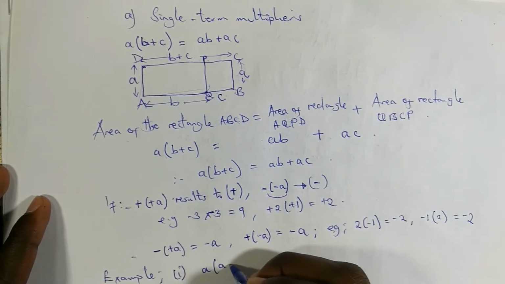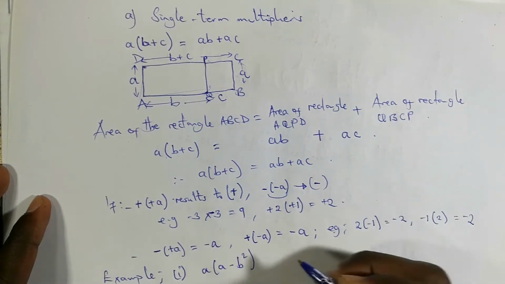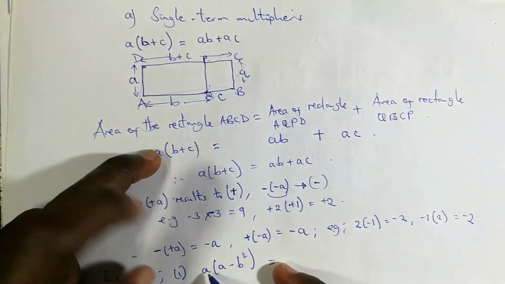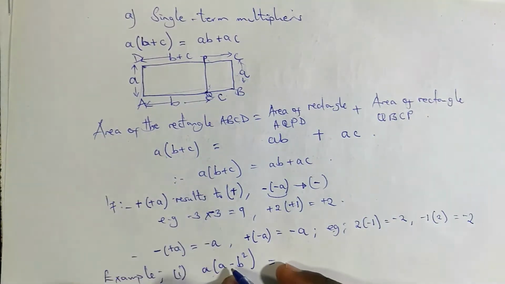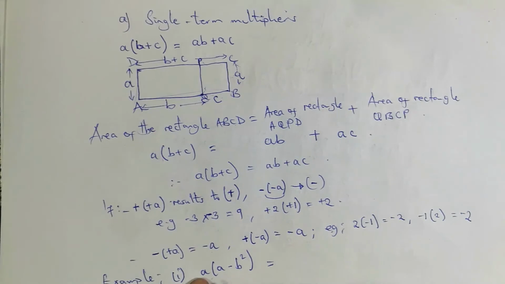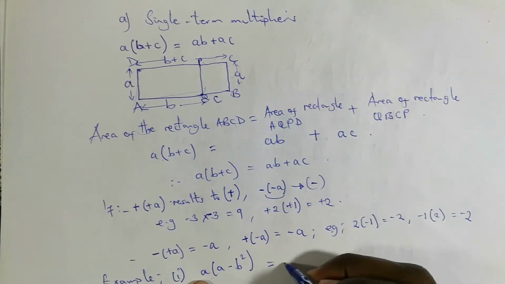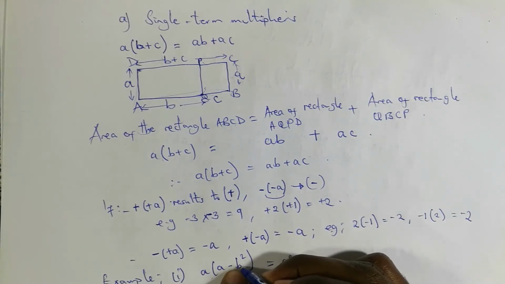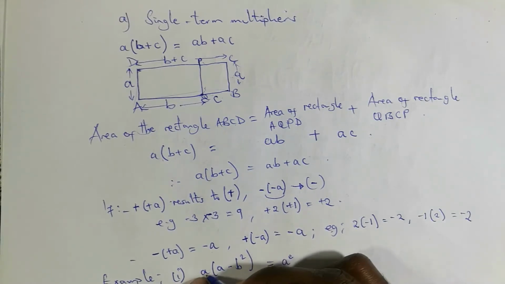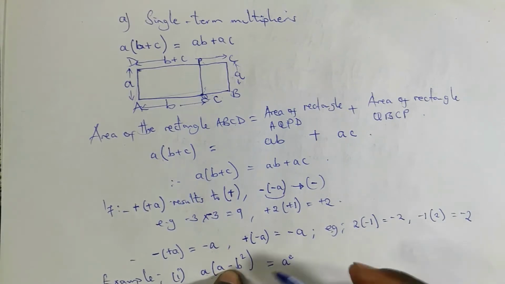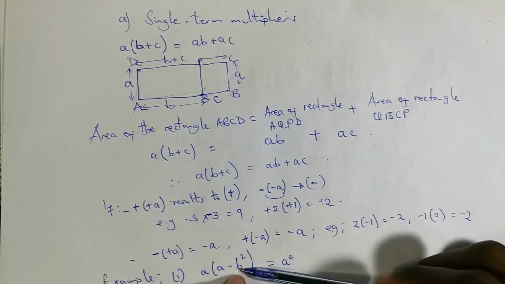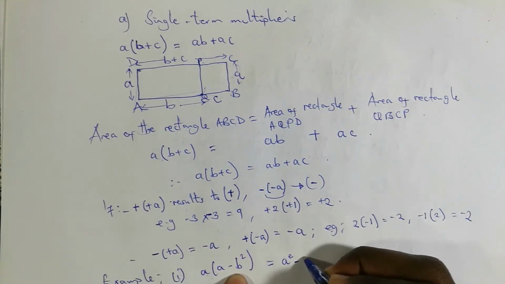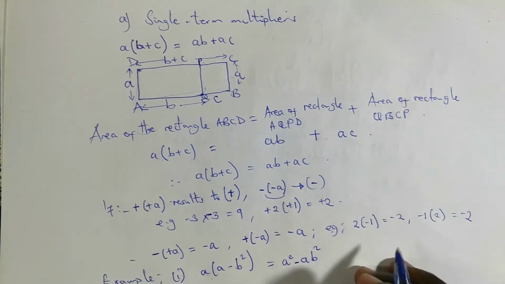A times (A minus B) squared. We're going to apply what we have discovered here, that the term outside the bracket multiplies each term inside the bracket. That means A times A here would be A squared, and A times B squared: we are seeing that A is positive and B squared has a negative sign in front of it, and multiplying a positive by a negative, numbers of different signs, must result in a negative, so we get negative AB squared.